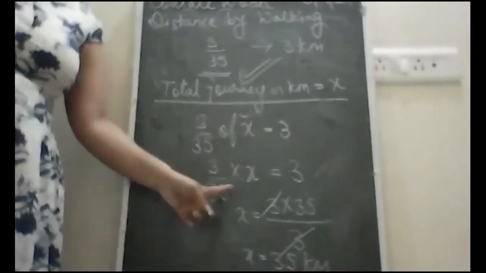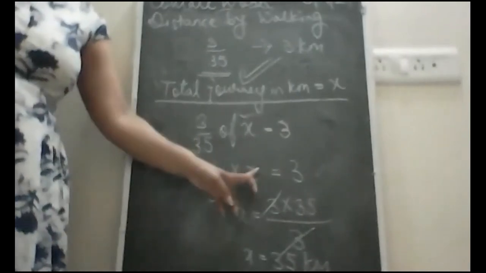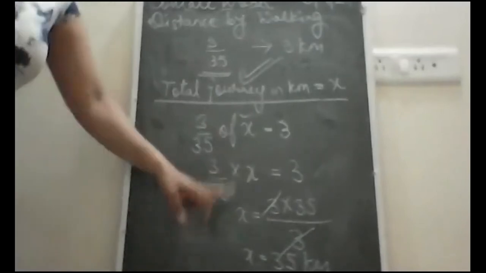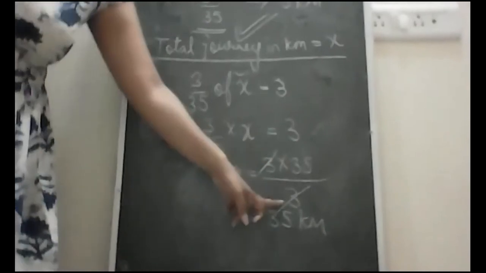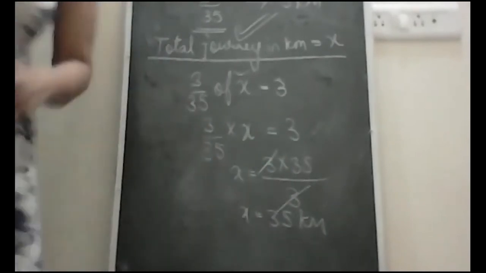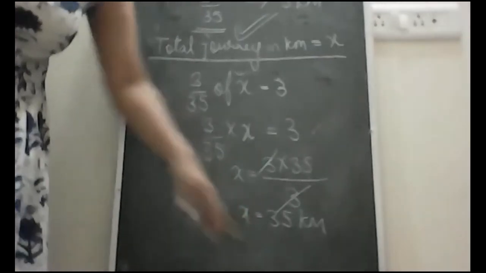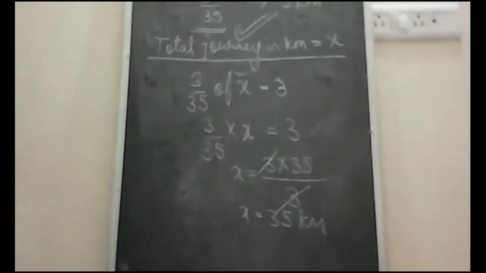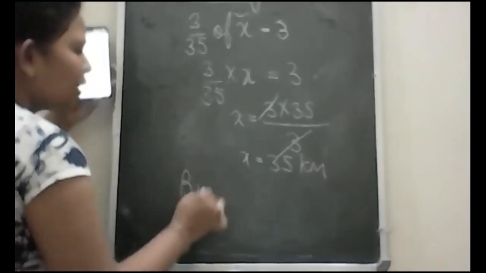Now we will replace "of" by the sign of multiply, which will give us 3 upon 35 multiplied by x is equals to 3 kilometer. जब आप इसको solve करोगे, so you will get only x over here, and everything will get transferred to that side, right hand side, which will give you 3 into 35 upon 3. 3 will get cancelled. And the total journey that was given, it was 35 kilometer. Now you need how much distance is covered through bus. ठीक है, how much distance is covered through bus. Now bus कितना था बेटा? 5 by 7 था.